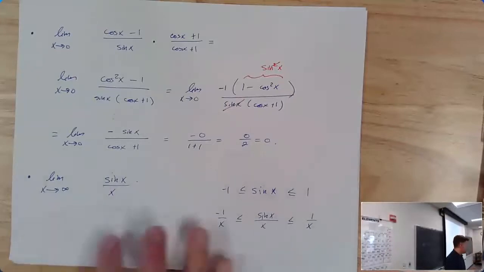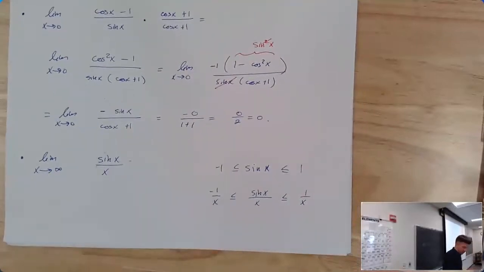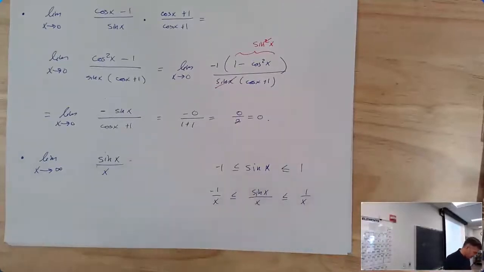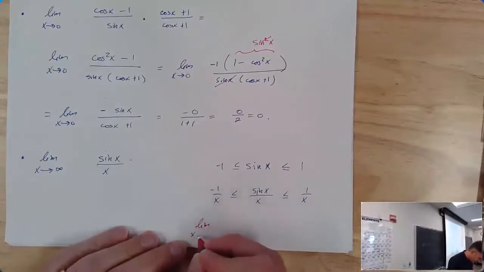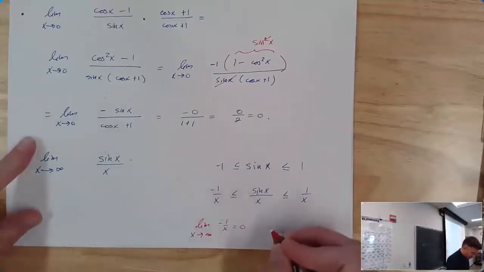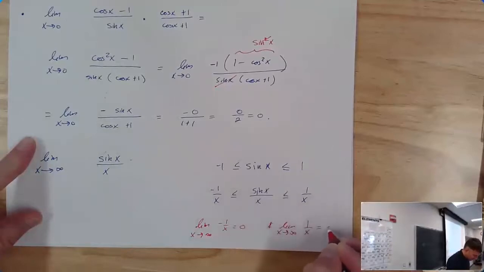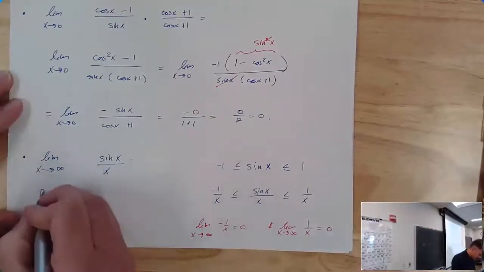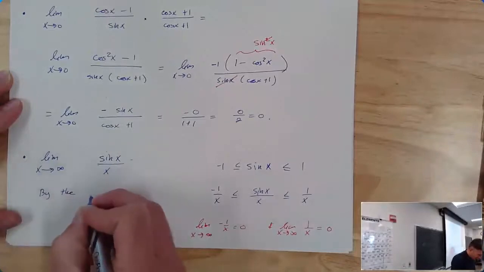Cool. And now, for the squeeze theorem, we take the limit of the outer things, the boundary things. So the limit as x goes to infinity of negative 1 over x: if the denominator is getting really, really big, 1 over a really big number is getting really, really small. It's getting closer and closer to 0. And similarly, the limit as x goes to infinity of positive 1 over x is also 0. And so then we can say, by the squeeze theorem, the limit that we're taking has to be 0.